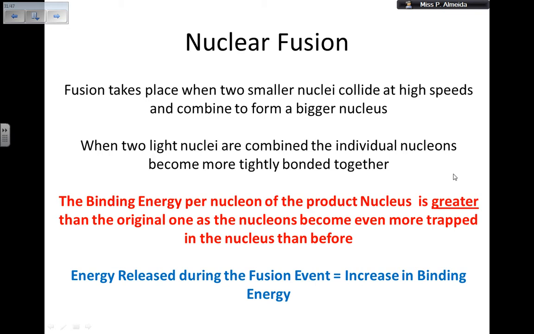So that means that also for nuclear fusion, the binding energy per nucleon is going to be greater than the original one, okay? Because now my nucleons are even more trapped in the nucleus than they were before. And again, the energy released during the fusion event is going to be equal to the increase in binding energy. So basically, I have an increasing binding energy both for fusion and fission. The reasons why are different, okay?